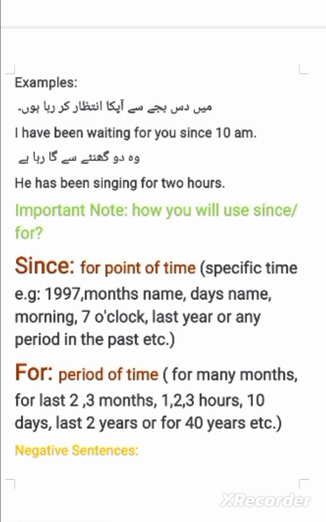अगर सेंटेंस हो कि मैं 2 महीने से ये काम कर रहा हूँ, like this, so you have to use for. But when there will be the name of the months, जनवरी, फ़रवरी, मार्च, अप्रैल, मई, जून, so then you will use since.